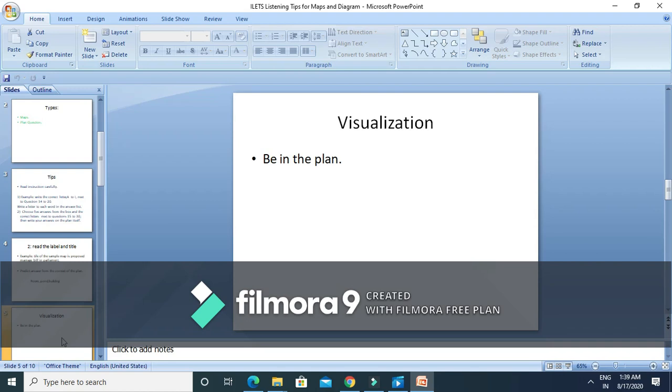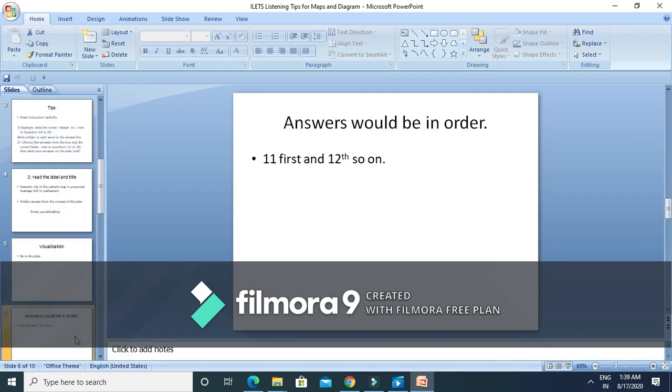It's a very important trick. You have to be in that situation. You have to feel the situation, right? So let's move to the next step.